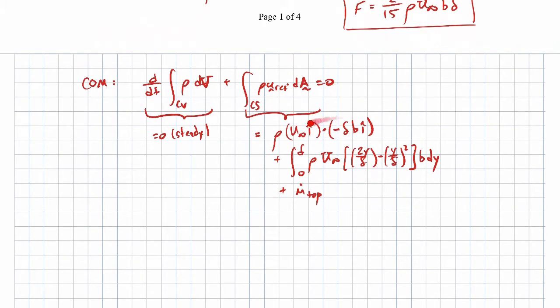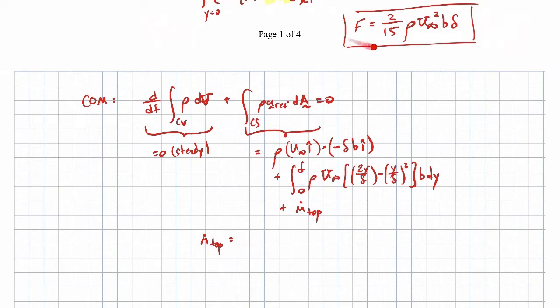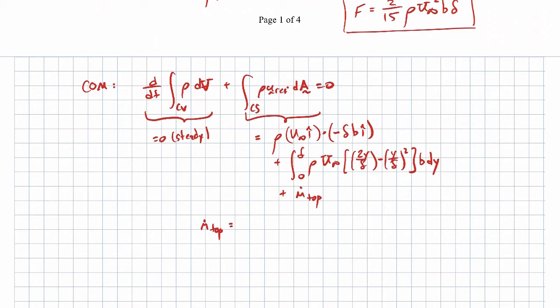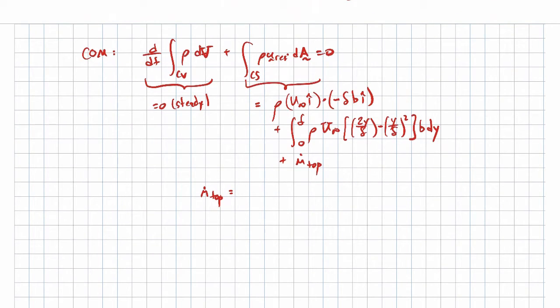So we can go ahead and rearrange this and solve. I'm going to solve for m dot top here. I want to find the mass flow rate out through the top. What I'm ultimately trying to do in this part of the problem is solve for the force. So I'm going to use conservation of mass and linear momentum again. You'll see where the m dot top shows up in linear momentum. If you solve for m dot top from conservation of mass, it comes out to be 1/3 rho u infinity times delta times b. Okay, so that's what you get from conservation of mass.